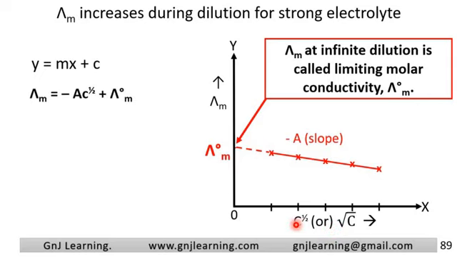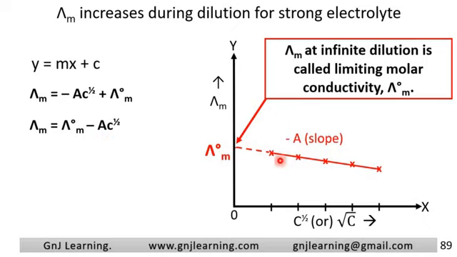So if I substitute, lambda m for y, the slope minus A for m, the root of concentration for x, plus the intercept, which we call lambda m0 or limiting molar conductivity. If I rewrite it, I can write it like this: lambda m is equal to lambda m0 minus A c raised to half, or root of c.